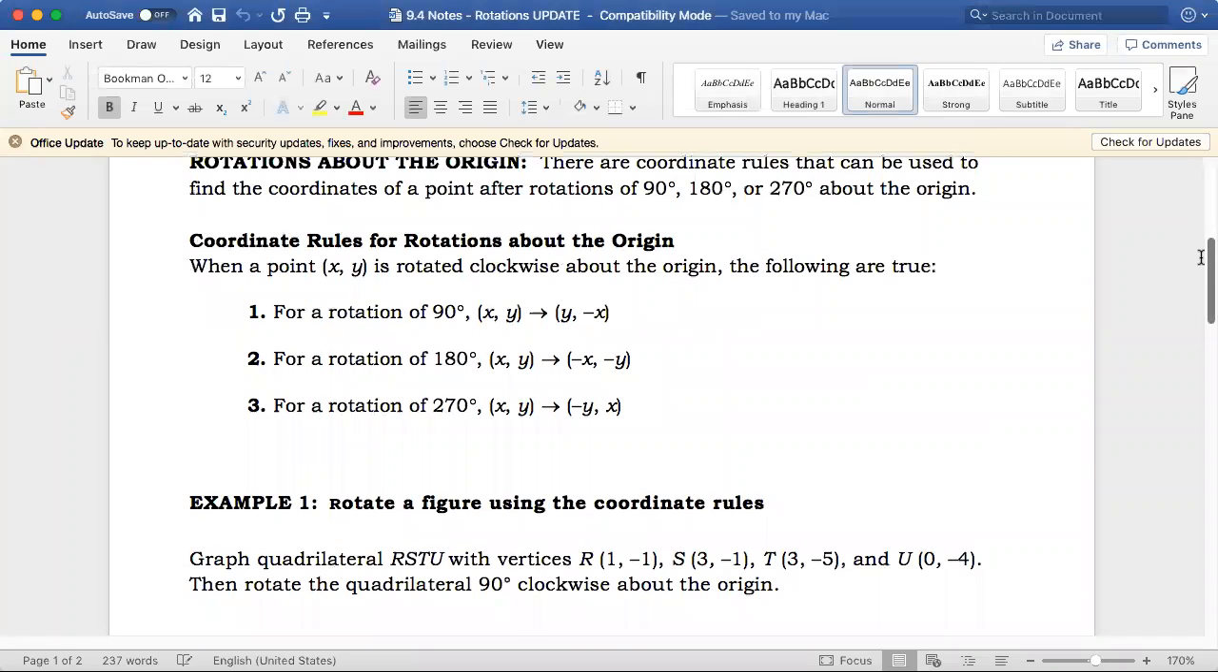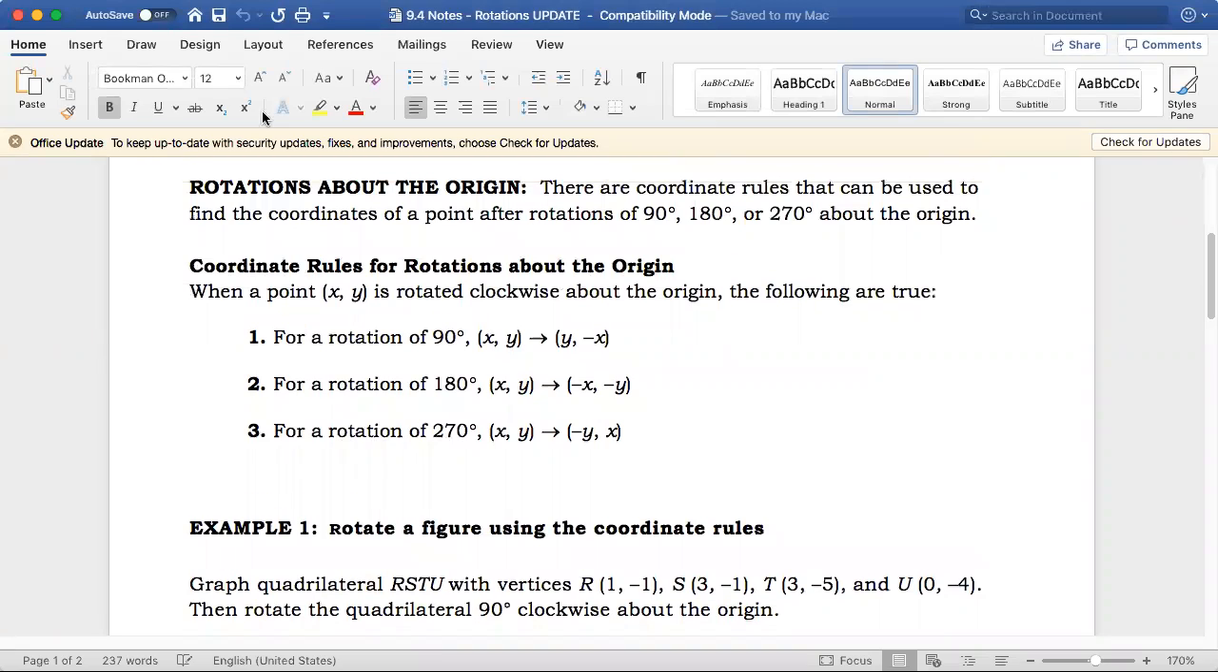With that, we have a couple of coordinate rules. The first thing we have to think about is that all of these are going to be clockwise around the origin. So if we're looking at our coordinate plane, and I'm just going to draw a set of X and Y axes over here, if we're rotating clockwise about the origin, what that means is we're going to start right here and rotate this way. So we are rotating clockwise around the origin.